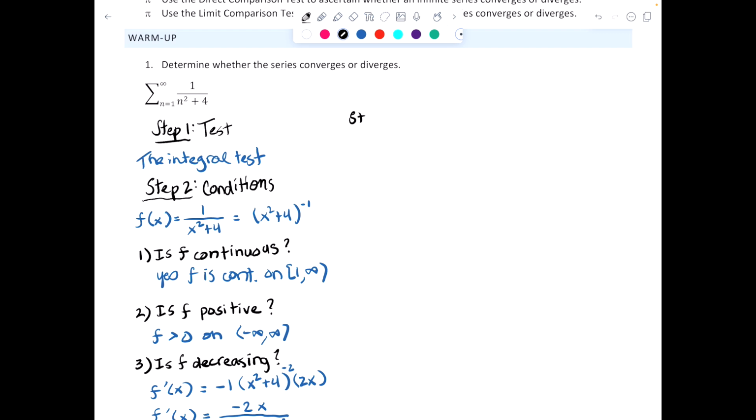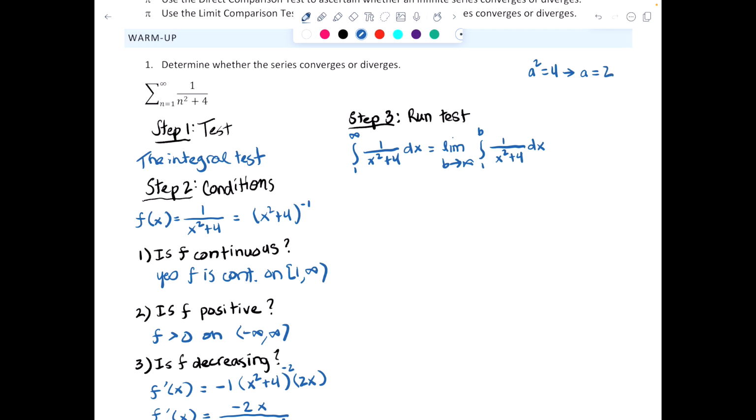So step 3, run the test. All right, so what we're looking at here is finding the integral from 1 to infinity of 1 over x squared plus 4 with respect to x. Well, that's going to equal the limit as b approaches infinity of the integral from 1 to b of 1 over x squared plus 4 with respect to x. Now, this is going to be an arctangent result with x will just be x and a squared is 4. So that means that a is 2. We just take the positive.